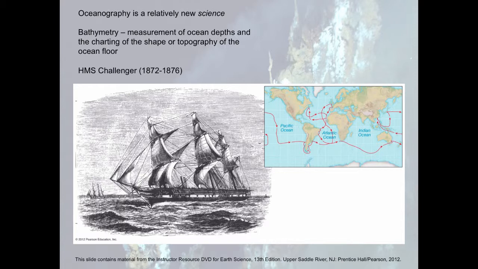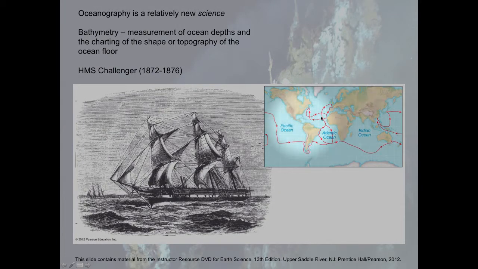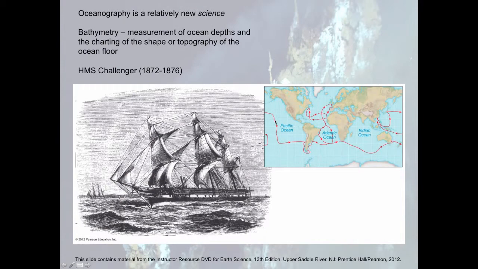But one of the first real oceanographic expeditions, so to speak, was the HMS Challenger expedition that left England in 1872 and returned in 1876. The course that it charted is over here. What it mainly did was make bathymetric measurements, that is, measured what are called soundings, the depth of the ocean at a particular place in time. So this ship would essentially travel. It would stop.